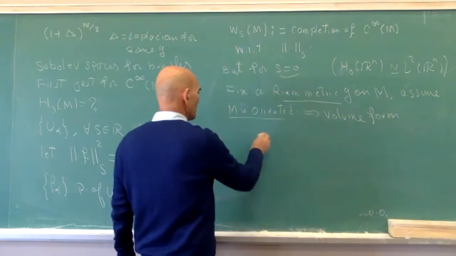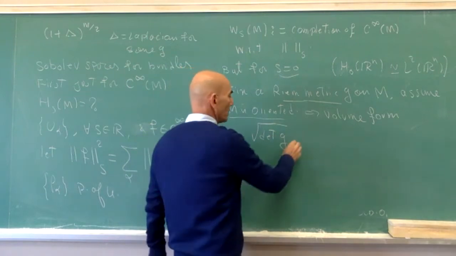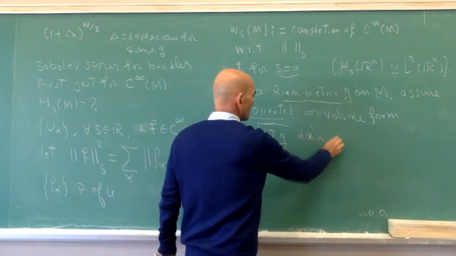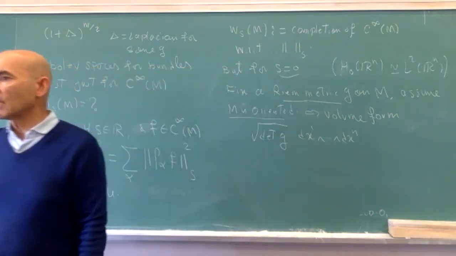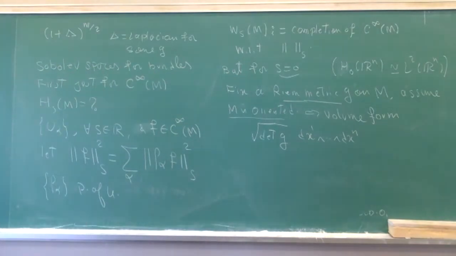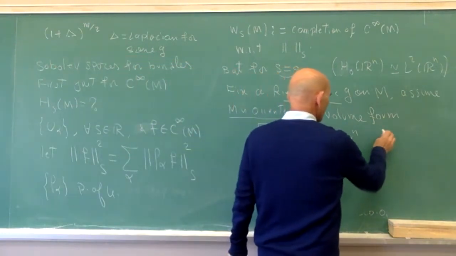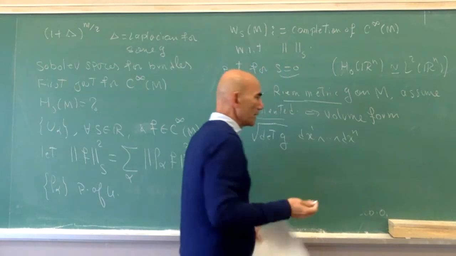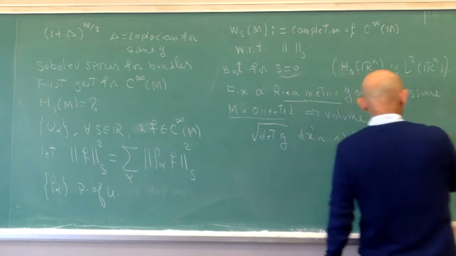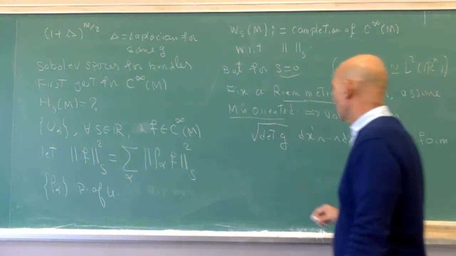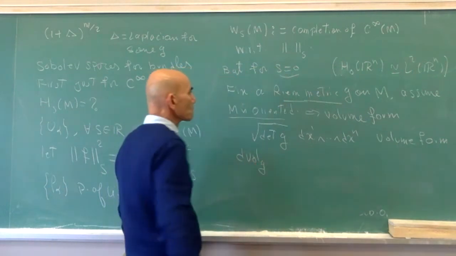So the volume form is the square root of the determinant of G, dx1 wedge through dxn. Again, this expression only exists in local coordinates x1 through xn, but is independent of choice of coordinates. So this is a differential n-form, called the Riemannian volume form. This is in local coordinates, but globally I can denote it by d volume G.